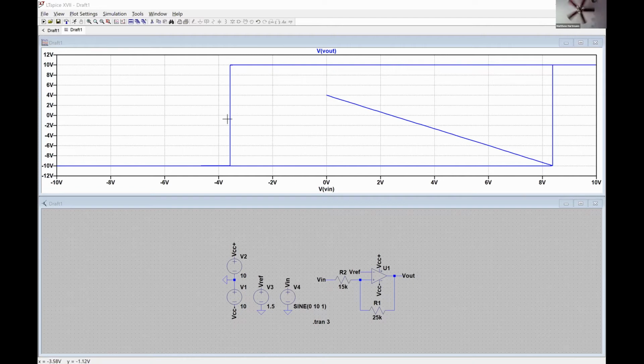And so this would be our lower trigger limit. Whatever voltage this occurs at is the lower trigger limit, and whatever voltage this occurs at is the upper trigger limit. All right, that makes sense.